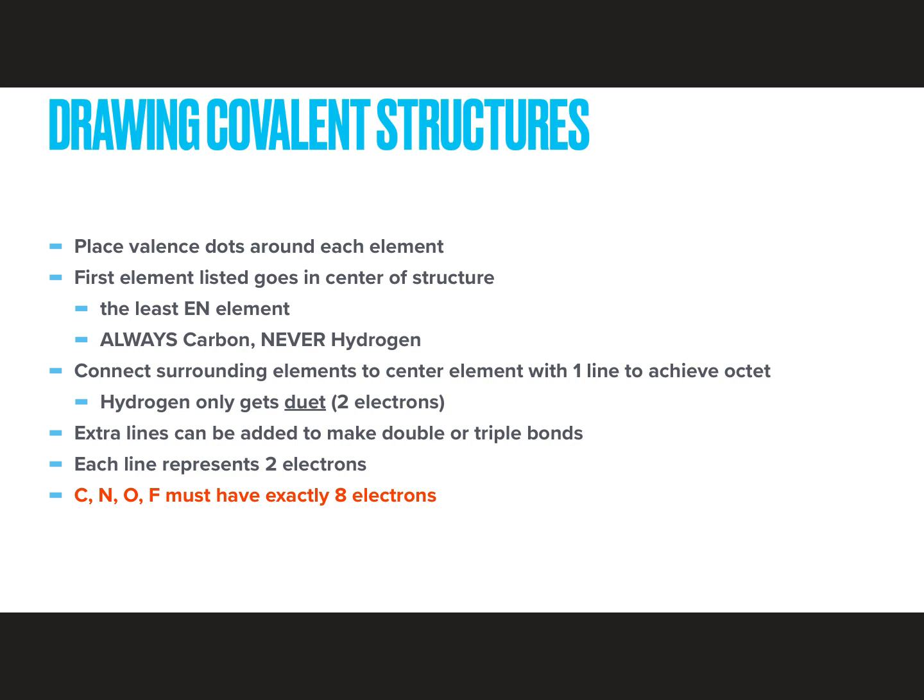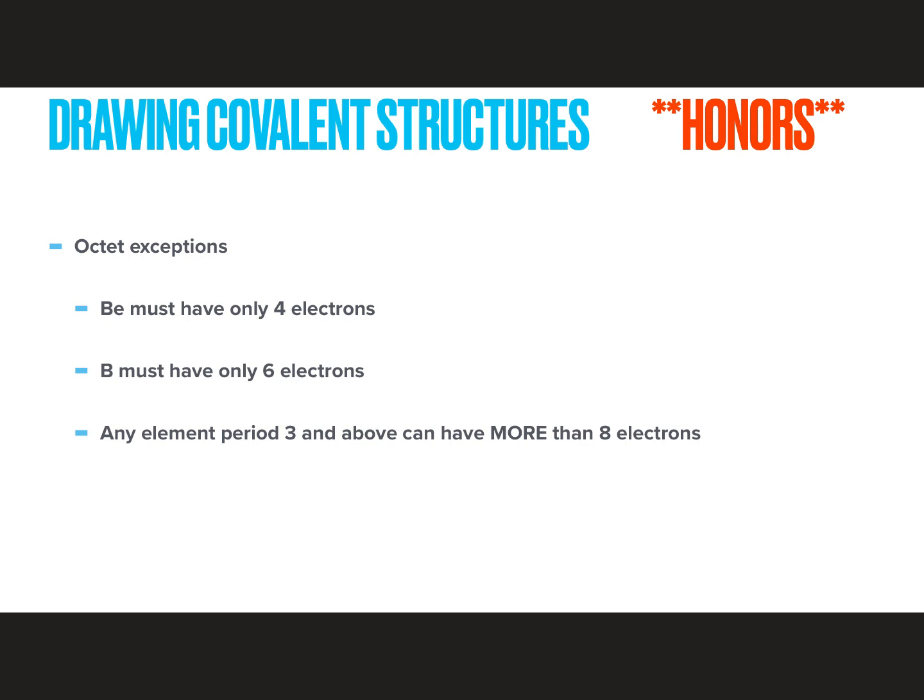While most elements will work to achieve an octet, which is 8 electrons, you must know that these 4 elements must have exactly 8. Anything past these 4 can have more than 8, and anything less than these 4 can actually have less than 8. Beryllium can have only 4 electrons or 2 pairs. Boron can have only 6 or 3 pairs. And then any element in period 3 or lower, such as sulfur or phosphorus, can actually break the octet and achieve more than 8 valence.